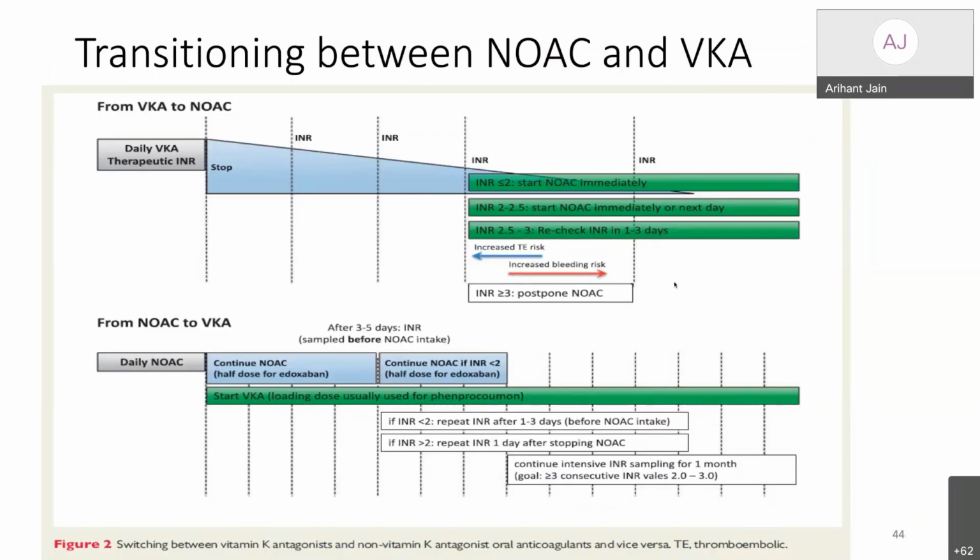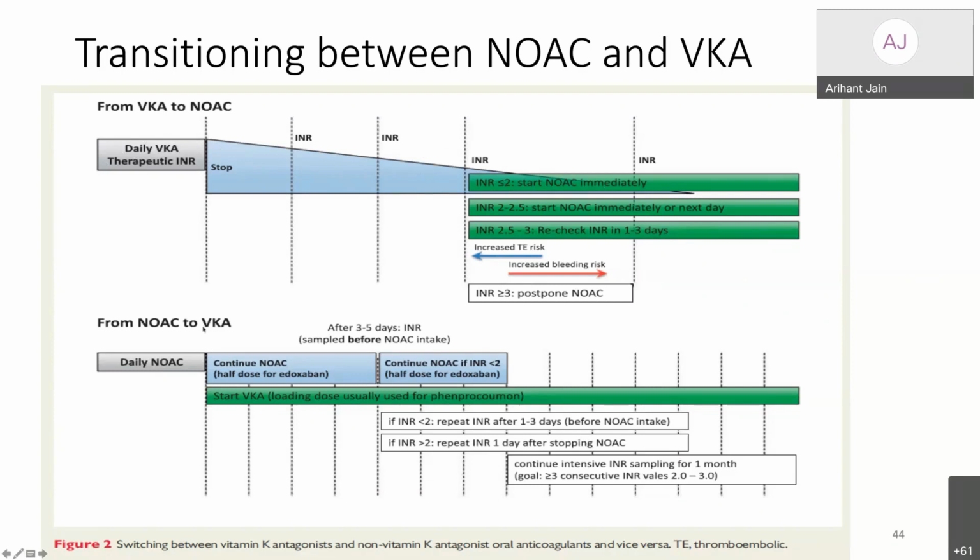This is how to transition. Suppose a patient is on NOAC and now develops renal failure and you want to change it, or you want to go from VKA to NOAC. Say the patient was started on warfarin at an outside hospital and you feel he cannot comply with the INR monitoring, or the INR is not remaining in therapeutic range, and you want to shift him to NOAC. Then you just stop the VKA, you stop the warfarin, and as soon as the INR becomes less than 2, you start NOAC immediately.